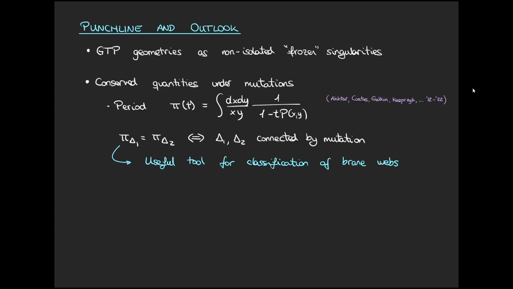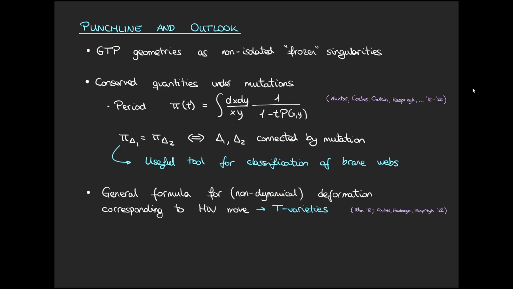Once we start exploring the mutation literature, one of the very first things that we see is that they give us this period, and the mathematicians tell us that if 2 periods are equal, then the 2 geometries are related by a sequence of these mutations. And this is extremely useful because then it allows me to, if I give you 2 completely different brane webs, you can say if these are or aren't related by a sequence of Hanany-Witten moves. And lastly, you can also... thank you very much.